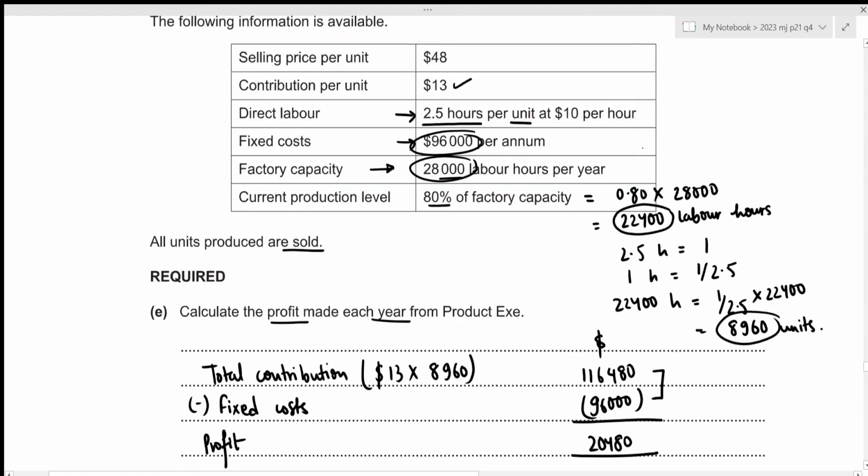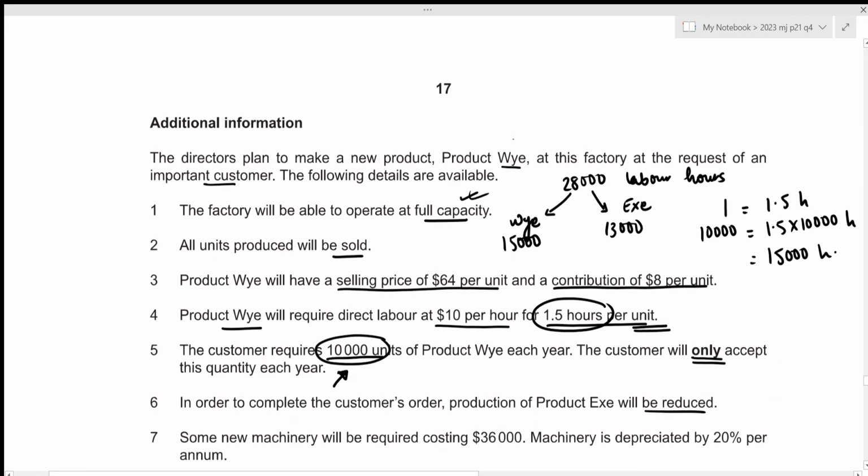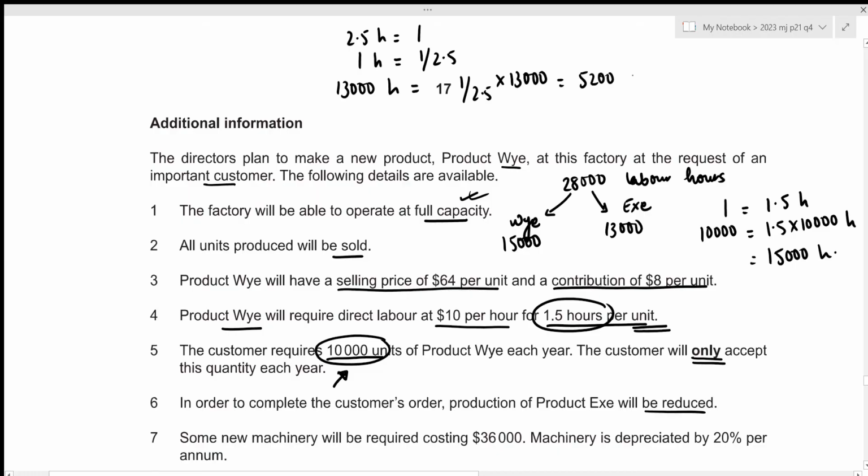Again, let's figure out the number of units for X. We are already told that 2.5 hours will be required per unit, and we have 13,000 hours. So 2.5 hours is required for 1 unit. So in 1 hour, we can prepare 1 by 2.5 units, and we're given 13,000 hours. So in 13,000 hours, we can prepare 1 by 2.5 multiplied by 13,000 units of X. That is just going to be 5,200 units. Okay, so we'll be producing 5,200 units of product X and 10,000 units of product Y.